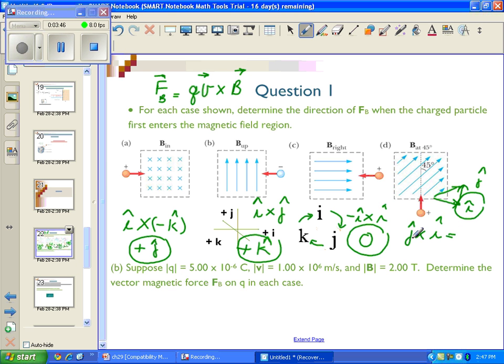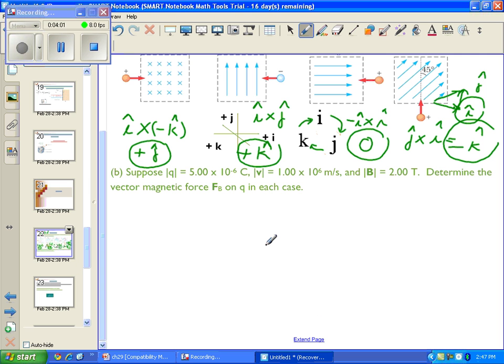However, for purposes of determining the direction, J hat cross I hat gives us a minus K hat direction for the magnetic force. Well, once we have the direction, now we can proceed to obtain the value of FB in each case. Of course, keeping in mind that in case C, FB will be equal to 0.